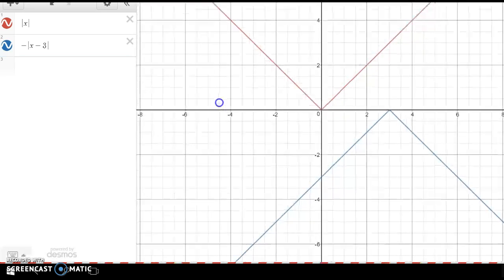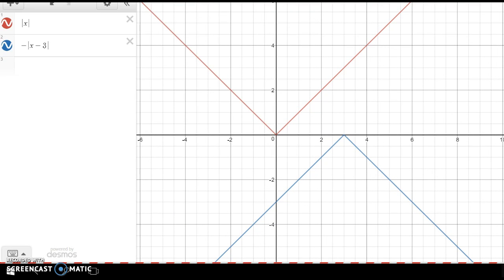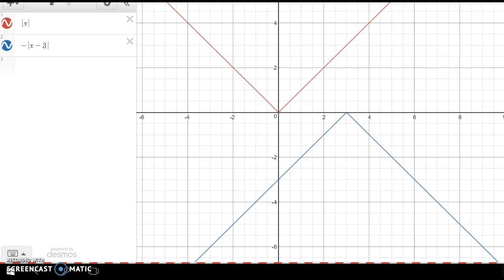And there we go. You can see here are my two graphs. The red one is my original parent function. The blue one is the one we needed to see. So you can see that the negative on the outside is the opposite. It flips your graph upside down or flips it over the x-axis. And then the minus 3 is a horizontal shift to the right.